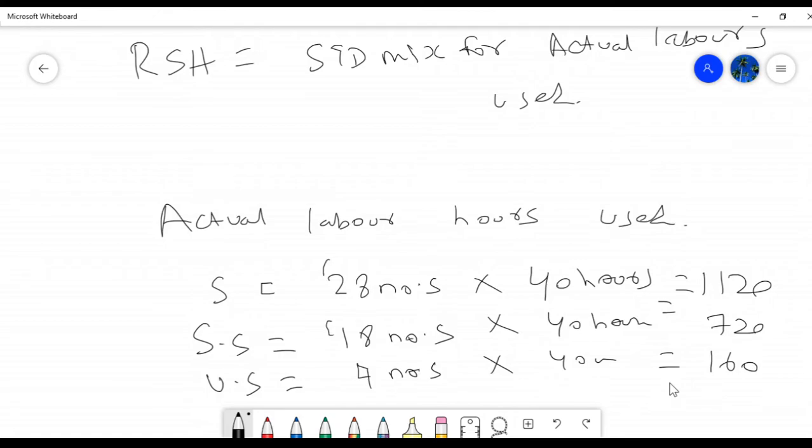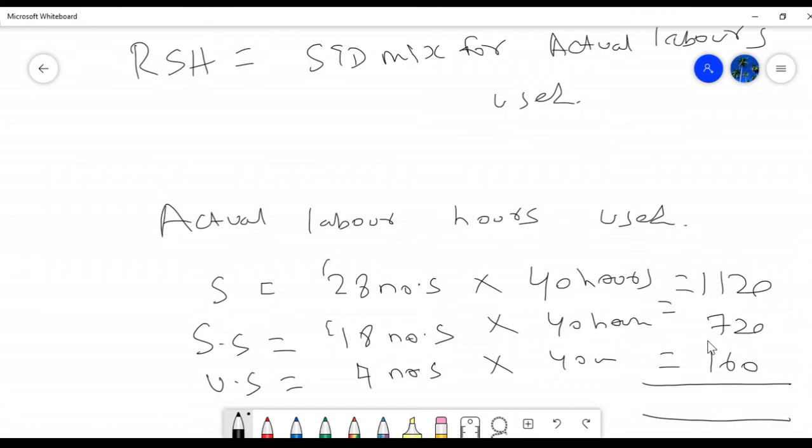Okay. Standard mix for actual labor hours used. What is the total labor hour? 1120 plus 720 plus 160 equals how much? Equal to 2000 hours. This is the actual labor used. My total actual labor used is 2000 hours.